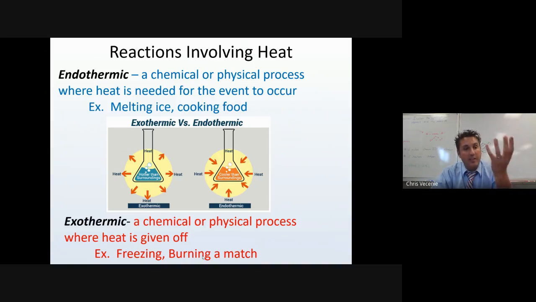Endothermic. Generally, if things are endothermic, they would feel cold to the touch. So if I melt ice, you would think, yeah, that makes sense. The ice is cold. It's taking heat from my hand to melt. But cooking food is endothermic. You're going to say, wait, cooked food is hot, but realize we have to give it the heat to cook it. So that food takes in heat to cook, which makes it endothermic. So you really just got to think of the direction that the heat goes. And every single reaction is one of these two. It's either endothermic or exothermic.